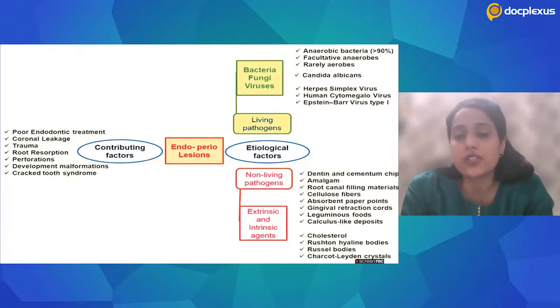Now these are the factors that will initiate the process, and there are other factors which will help the process. If these factors are present, they will help the disease progress, which includes poor endodontic treatment, that is over-obturated or under-obturated fillings. Just as important as the apical seal is our coronal seal. You cannot keep any end open.